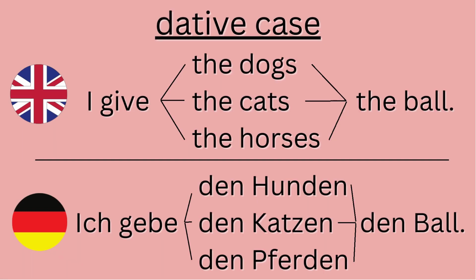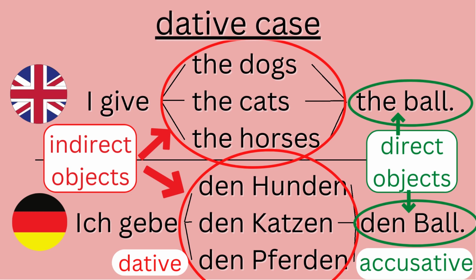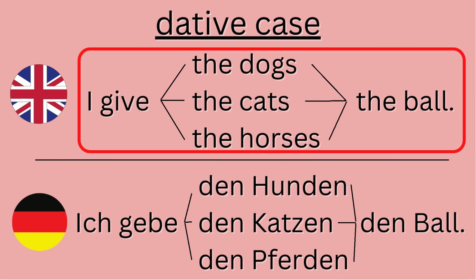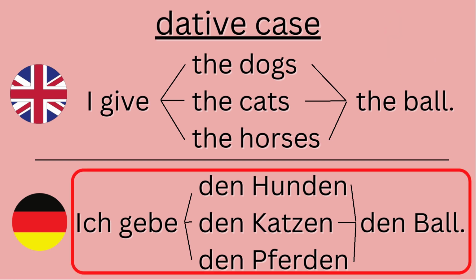The dative case is a little bit different. So if a noun is the indirect object of a sentence, it takes the dative case. I give the dogs, the cats, the horses, the ball. A ball that they use to play with or whatever. Let's assume that's their toy. So in German, that would be, ich gebe den Hunden den Ball. Ich gebe den Katzen den Ball. Ich gebe den Pferden den Ball.